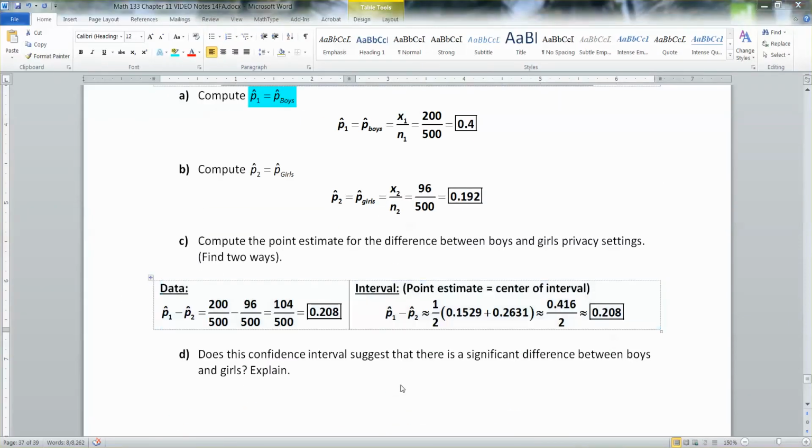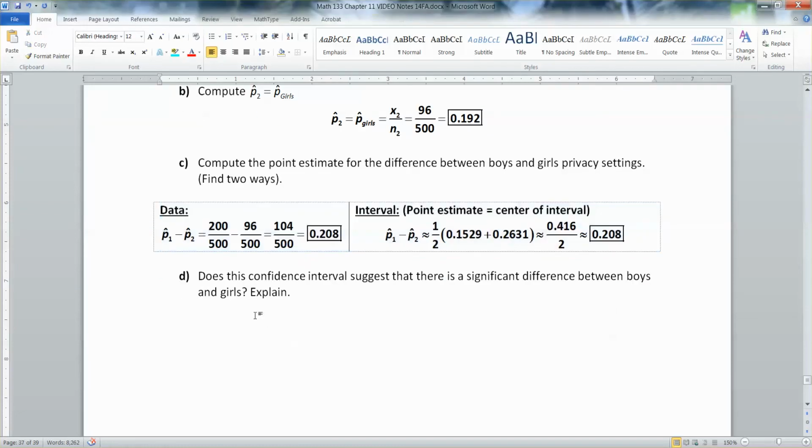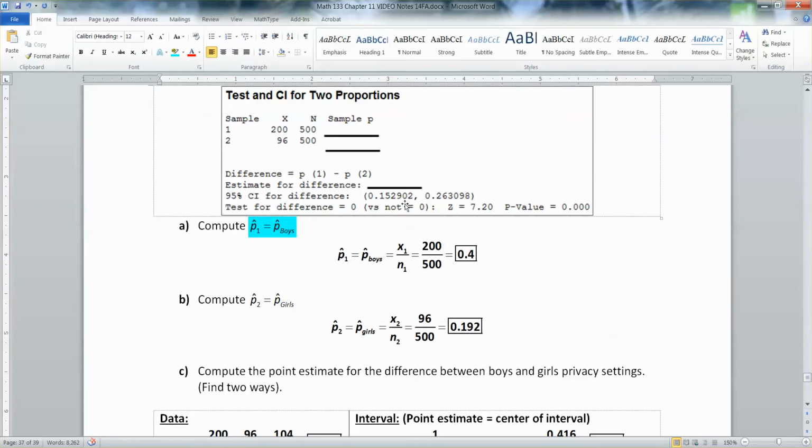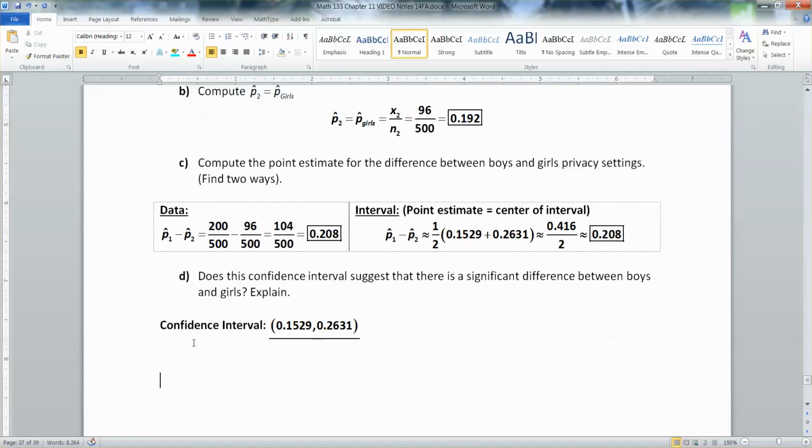Always nice. Now, does this confidence interval suggest that there is a significant difference between boys and girls? Well, the confidence interval is right up there, 0.1529 to 0.2631. There, I threw the interval in there just so you could see it more clearly. So that's the confidence interval. Does that suggest that there is a difference? Well, absolutely. Remember, if there's no difference, then 0 would be in there, but 0 is not in this interval.